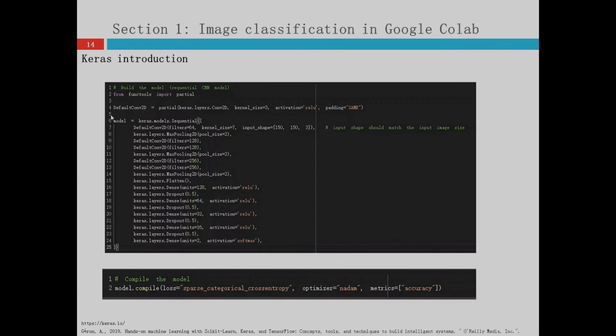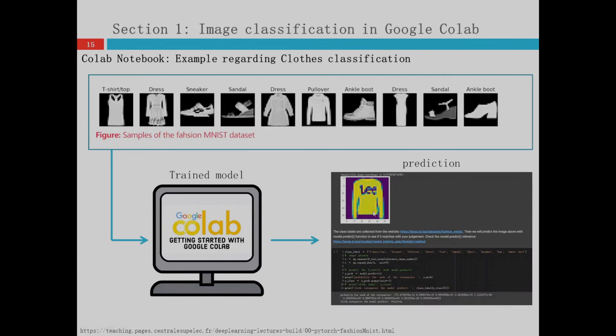And this is a screenshot from our Google Colab notebook, an example of Keras syntax. You will see that the CNN architecture is composed of a convolutional layer, a pooling layer, and then another convolutional layer and pooling layer. And finally, several dense layers, and you will have the final predictions. And you can compile the model by giving the loss function, optimizer, and metrics. Then we'll talk about our Colab notebook.